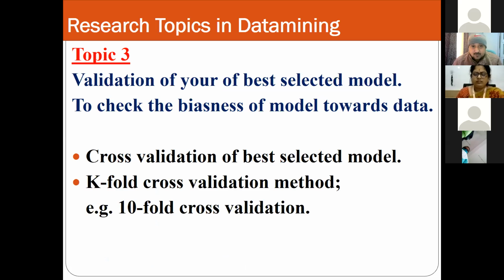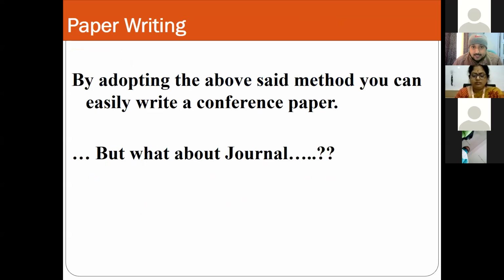Most of the time we will not apply the validation, and we will just say that our presented results are good, but that is not correct, because we have to apply the cross validations, or we have to apply some statistical testing, so that we are able to identify that yes, our model is reliable. Okay, and just by adopting the above said methods you can easily write conference papers.